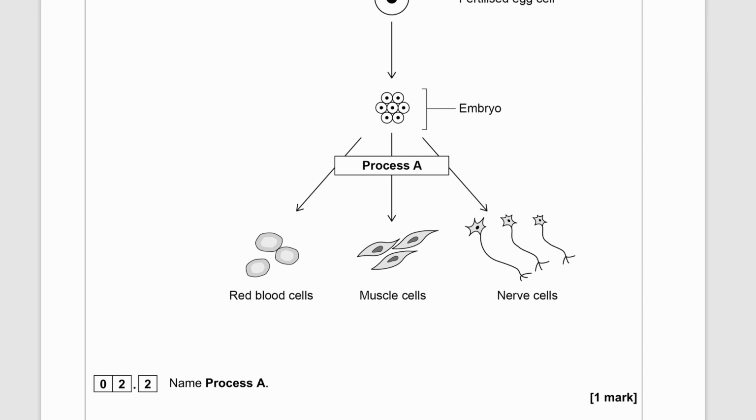Well, we can't call it specialization. There is a specific term for this process. It's called differentiation, the process in which a cell becomes specialized.